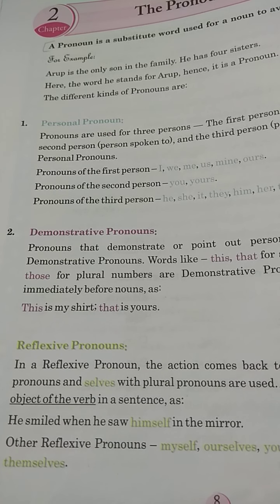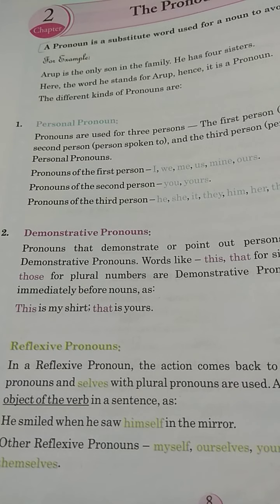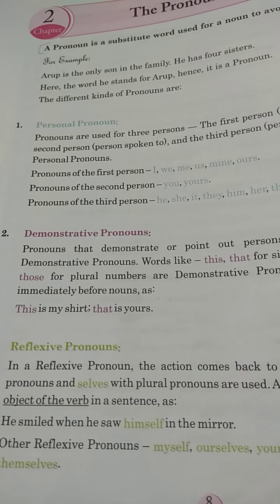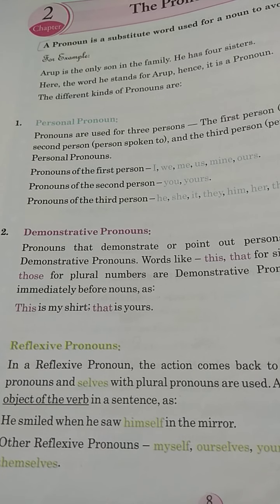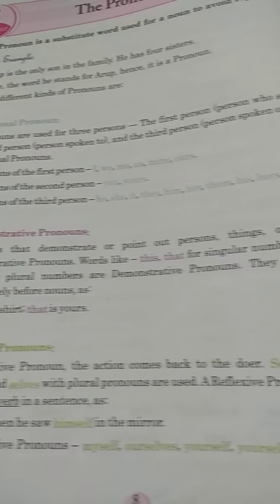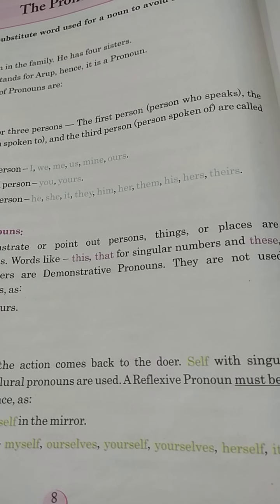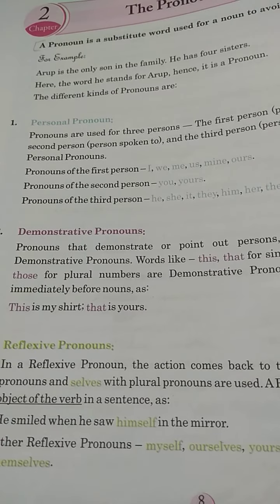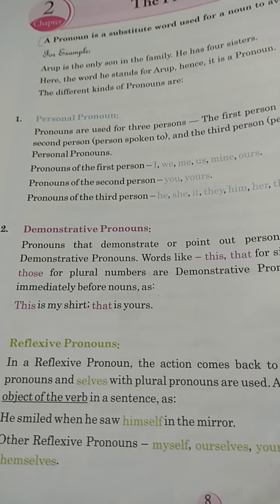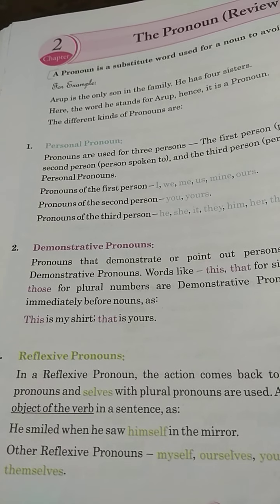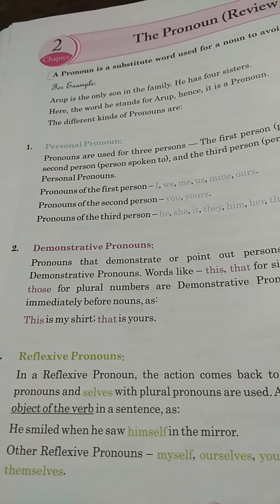Pronouns of the first person: I, we, me, us, mine, ours. Pronouns of the second person: you, yours. Pronouns of the third person: he, she, it, they, him, her, them, his, hers, theirs. So, pronouns which stand for the first person, second person, and third person are called personal pronouns.